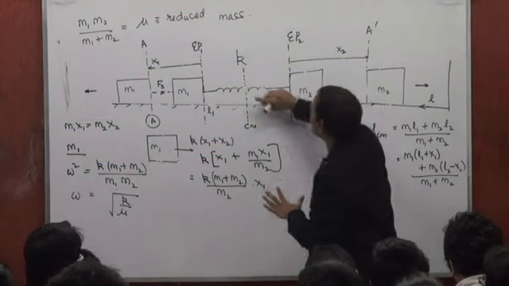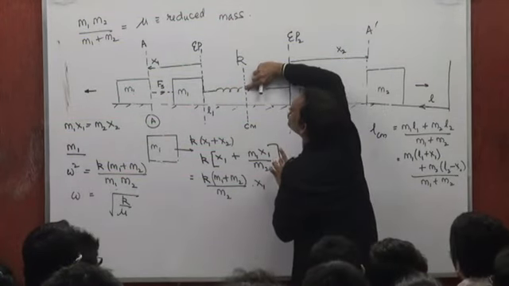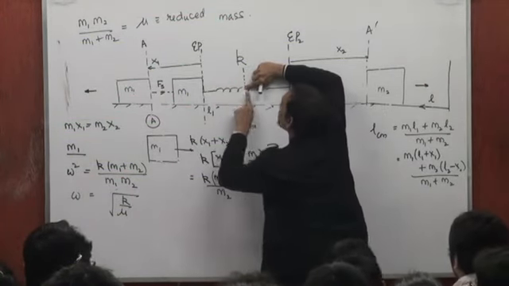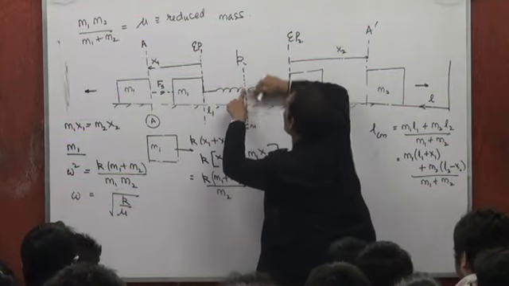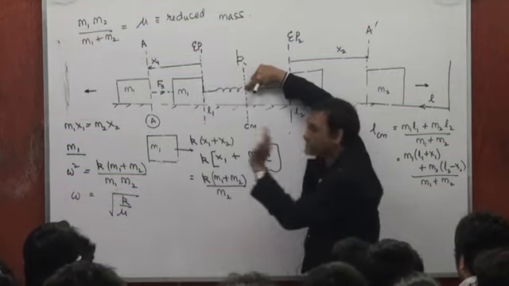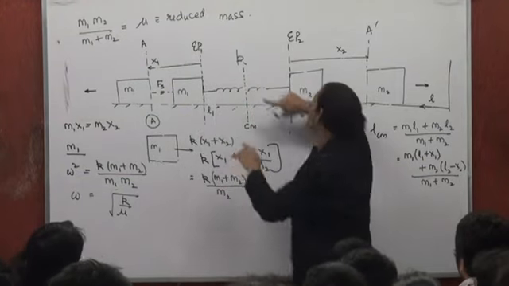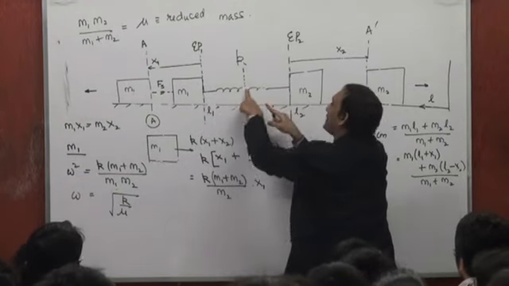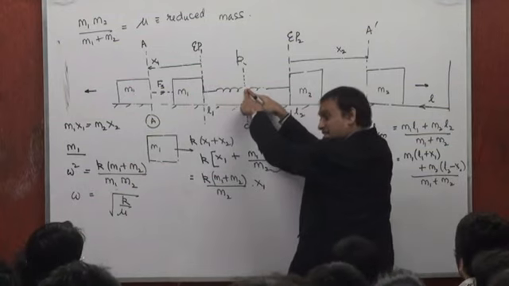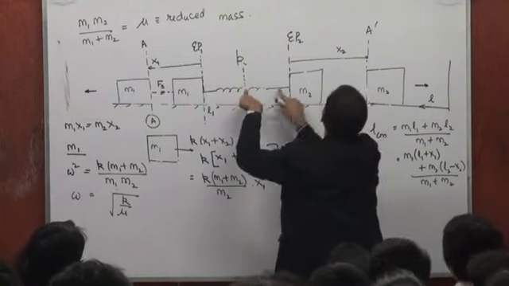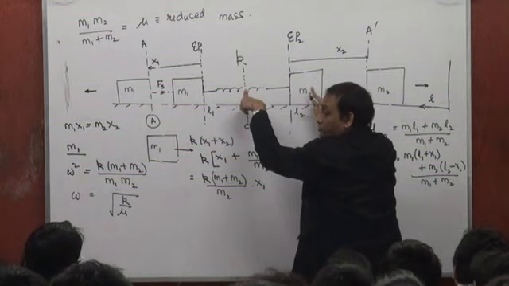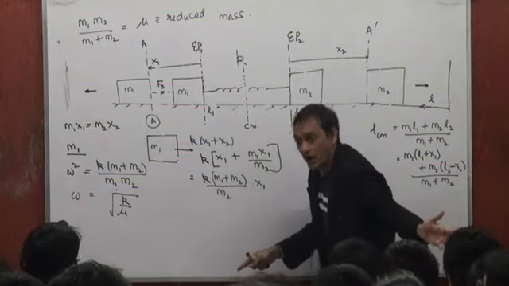So as far as m1 is concerned, you can imagine m1 to be executing simple harmonic motion with this end being connected to a wall, which is the center of mass at rest, with an omega equal to root k by mu. Mu is the reduced mass of the system. As far as m2 is concerned, same, as if this end is fixed, connected to a wall, and it will execute simple harmonic motion with omega equal to root k by mu. Yes or no? Right?